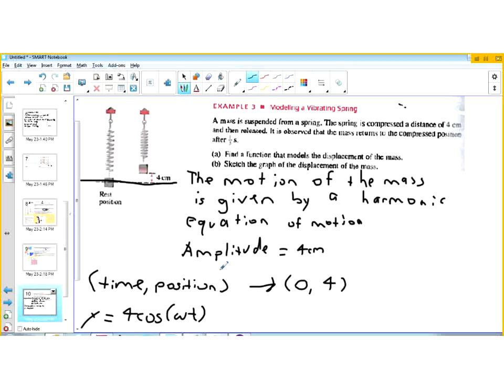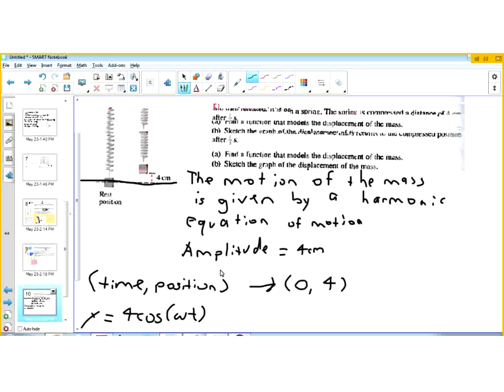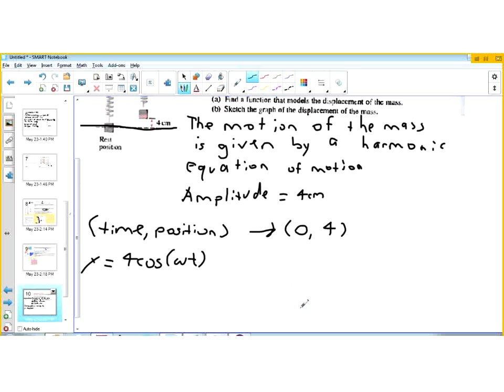Now, the period, we said the period was 1/3 of a second. So that means it goes through its full range of displacement after 1/3 of a second. So the period, we know for a cosine function, or for any trig function, cosine, sine, cosecant, and secant, that is, the period would equal 2 pi divided by the multiplier on t, which is omega. And in this case, the period we said was a third.